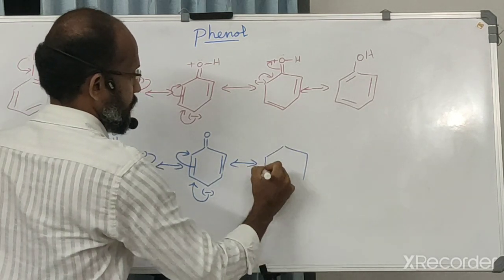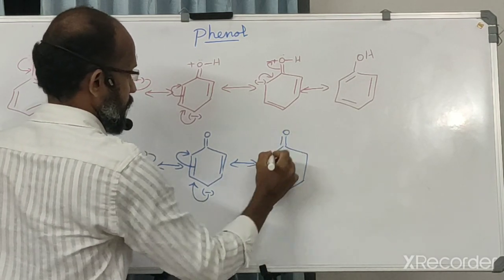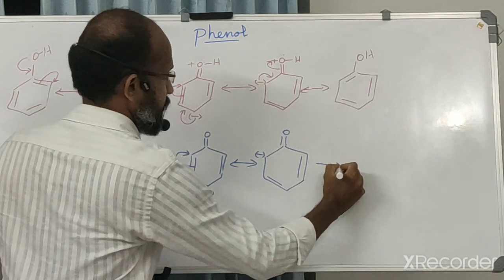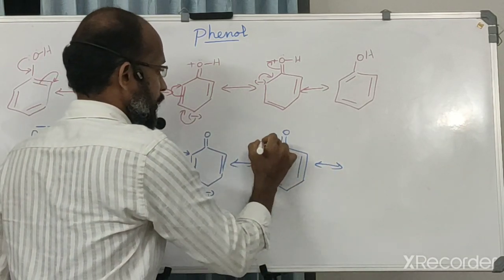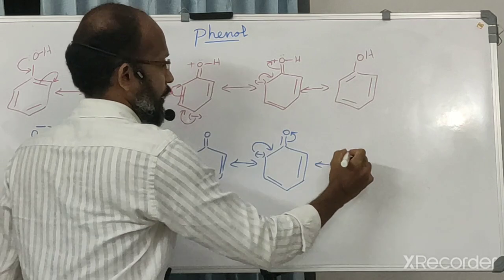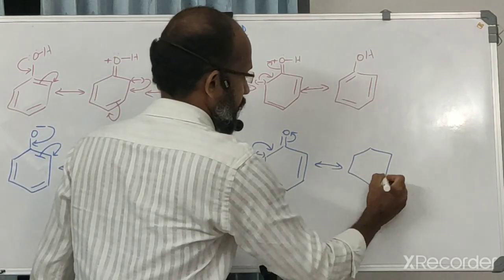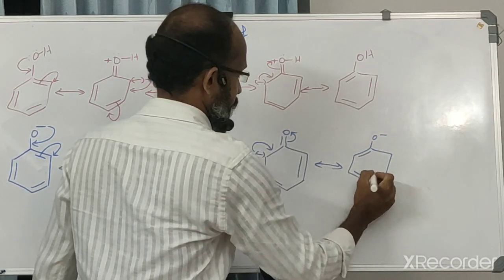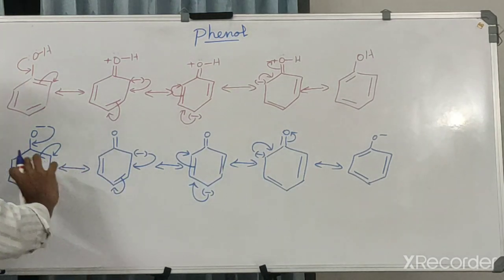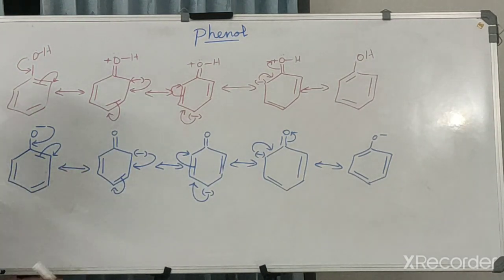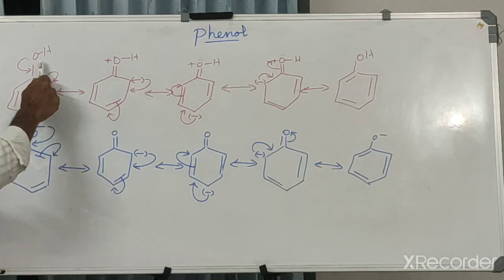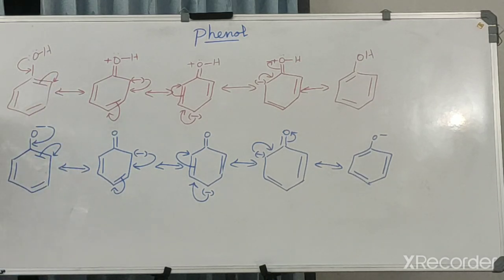Then one more resonating possibility we can draw here. What is that one? Negative here. Double bond here. Then we can have another resonating form. Phenoxide ion is regenerated. O minus. Here also the double bond position in the benzene ring is shifted. That is actually a matter of resonance. Different resonating structures are here: resonating structures for phenol and resonating structures for phenoxide ion.